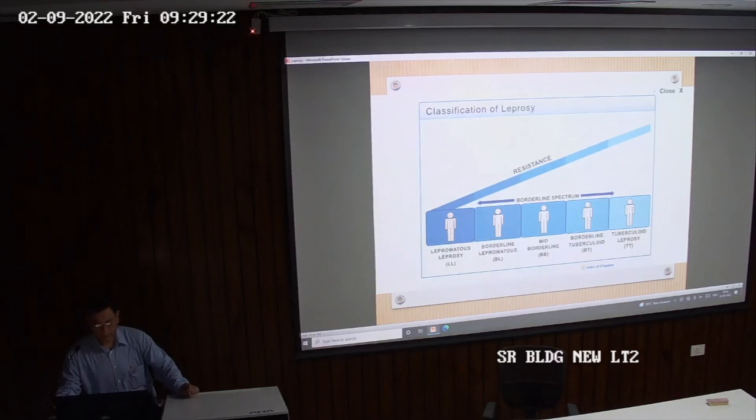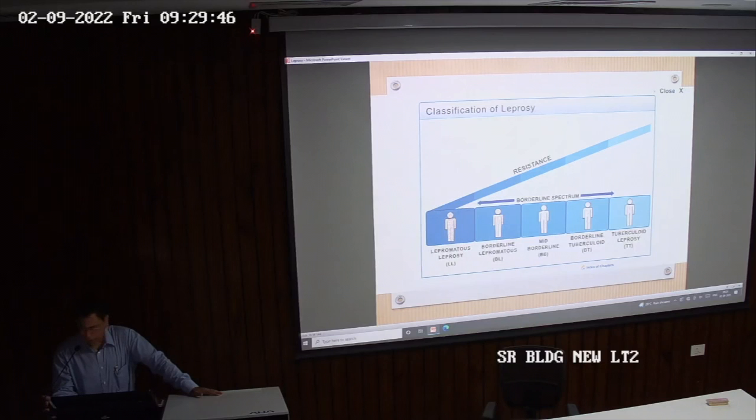This diagram represents the resistance and the type of leprosy the person will be affected with. Patients having the least resistance will have lepromatous leprosy, and as the resistance of the patient increases, the other end of the pole is tuberculoid leprosy. This is the common, broad classification for your concern. I think this is enough.